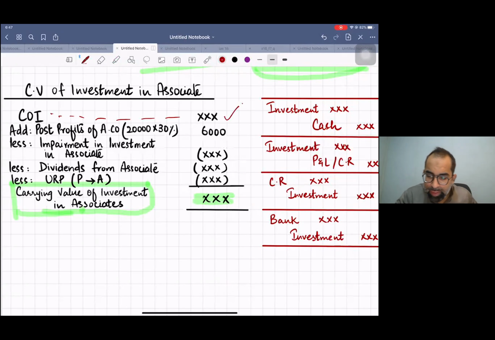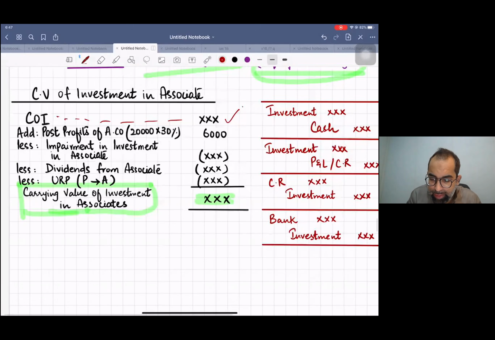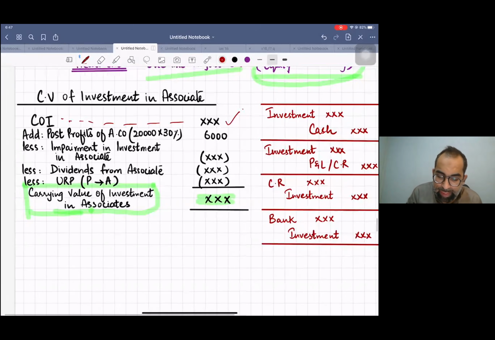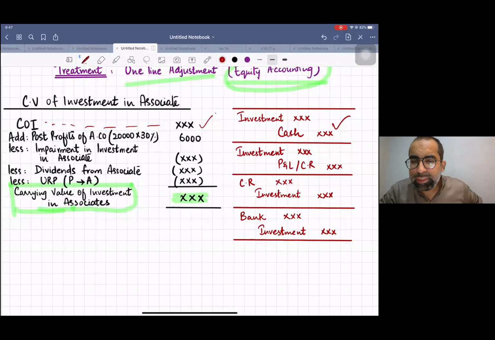Then, and this is the entry, see, I've solved with double entry as well. This is the first entry. So you bought the shares, you made the entry debit investment, credit cash. Now, the second step, what you will adjust, the post profits. You will adjust the post profits of the associate company multiplied by your share. So let us say the post profits are 20,000, multiplied by 30% is 6,000.